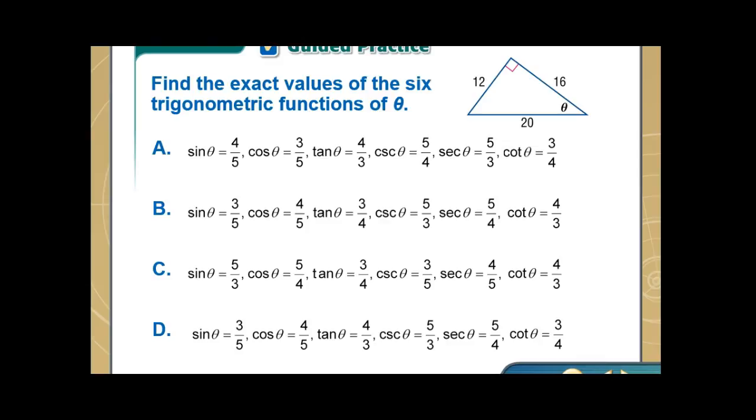So now go ahead and see if you can figure out what the six ratios would be for the trig functions for this triangle.